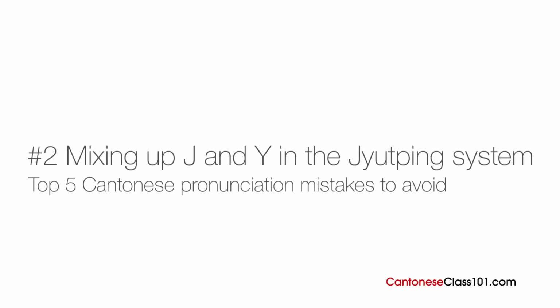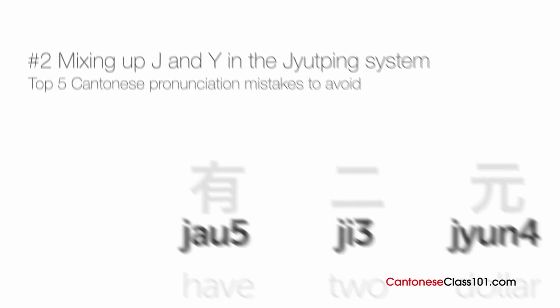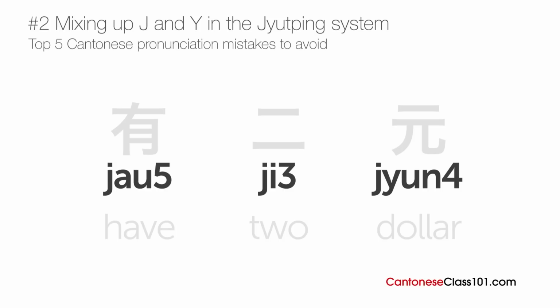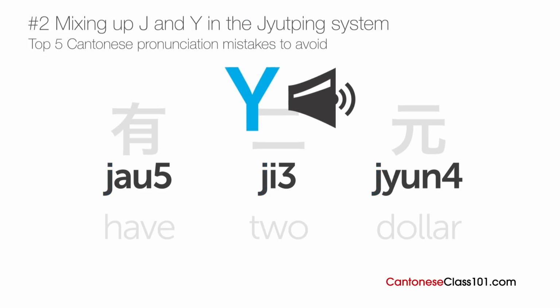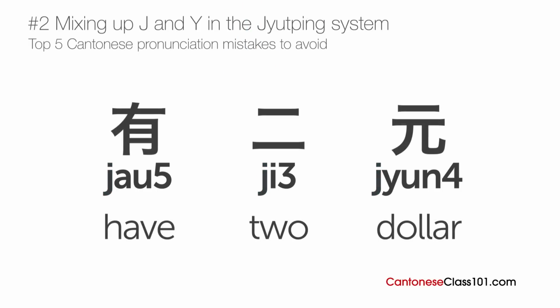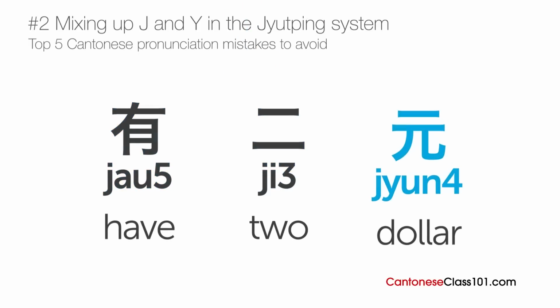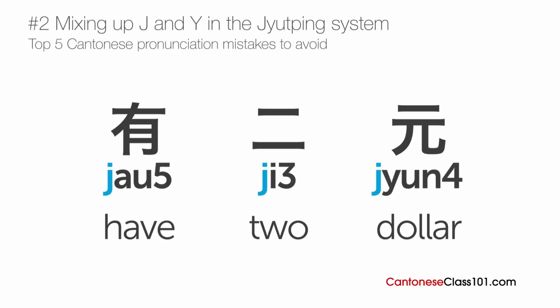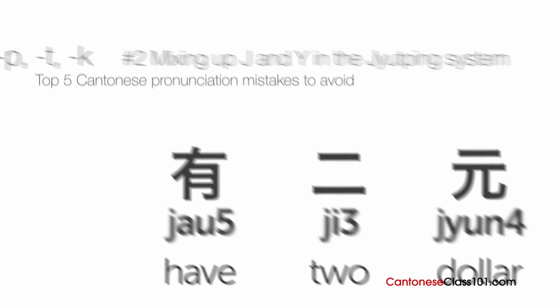Mixing up J and Y in the Yutping system. The Yutping romanization system is new to absolute beginners, and one of the most confusing aspects is the J consonant. Although it's represented as a J, it actually sounds like an English Y sound. So whenever you see the letter J in Yutping, remember that it's pronounced as a Y sound. 有意願 We'll cover this consonant sound in Lesson 4.